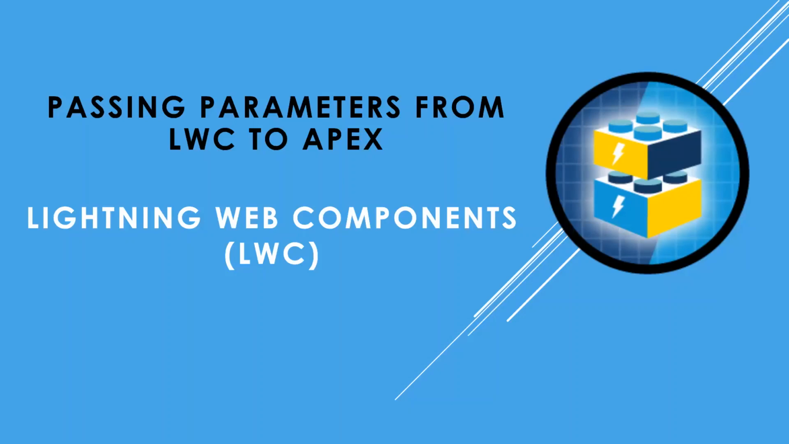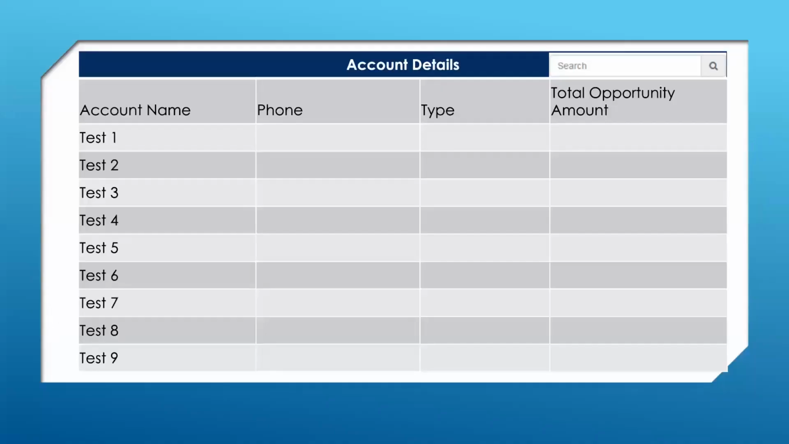Okay, so I have listed down a scenario for you over here. As you can see, I want to display account details, as in I want to display at least 10 accounts from my Salesforce database. And I want to display these 4 fields: account name, phone, type, and total opportunity amount. Once I display these accounts on the LWC component, I have a search box over here. So if I enter any text, it should search the data by that text from the account name.